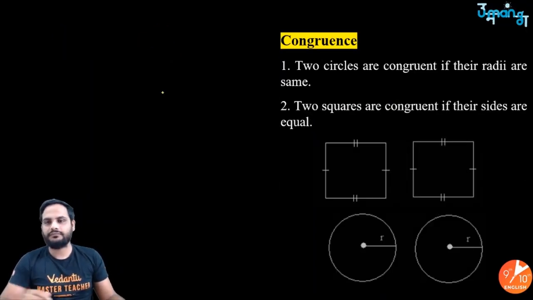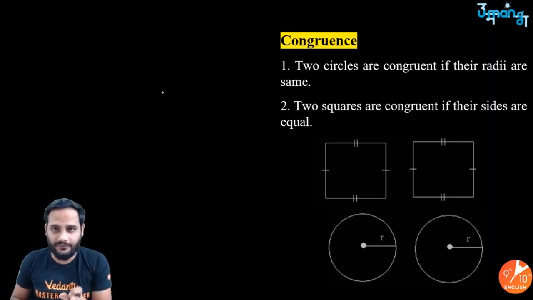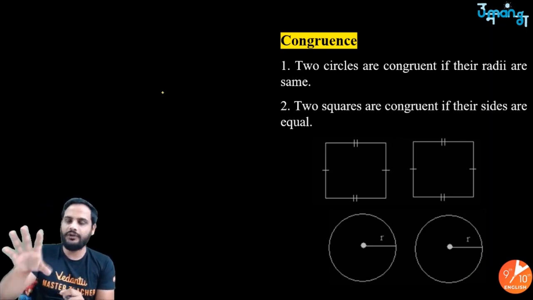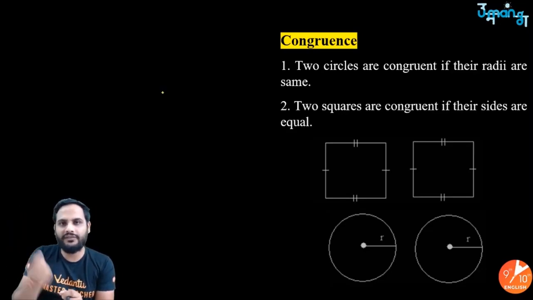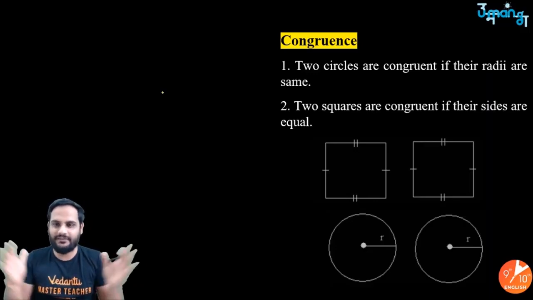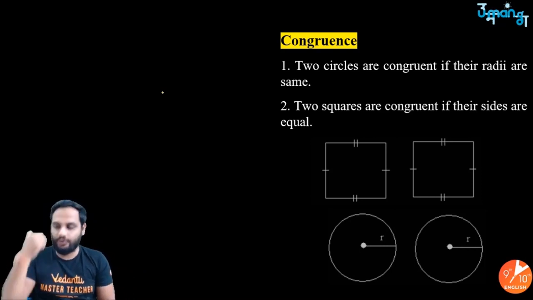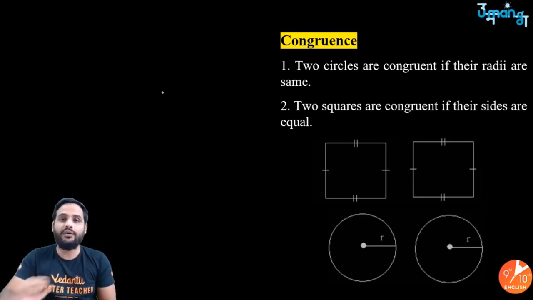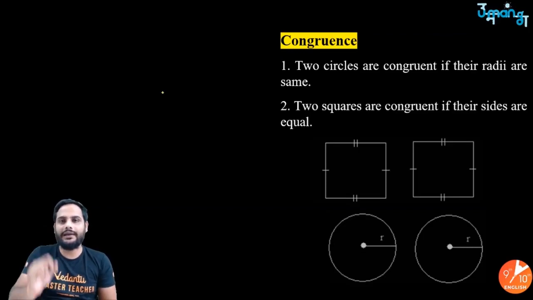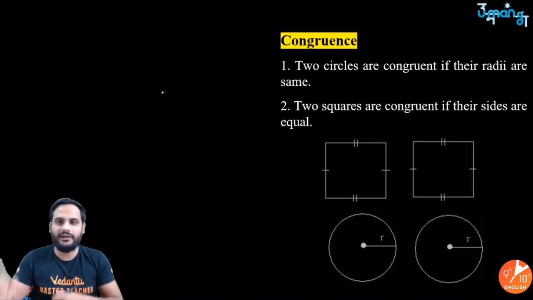Right? Now, for example, two circles are congruent if their radii are the same. So if two circles have equal radii, say two circles of radius 5 centimeter, they are always equal in shape and size. Two squares of the same size are also always equal in shape and size. They will be exactly overlapping each other. So two circles of the same radius, always congruent. Two squares of the same size, same sides, always congruent.